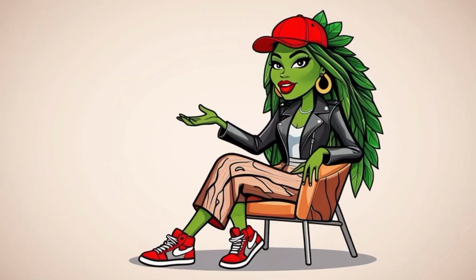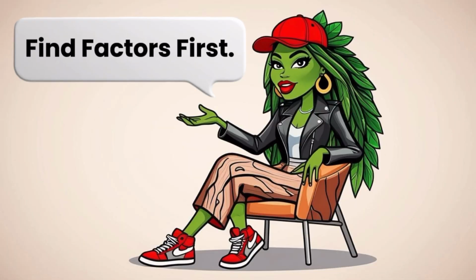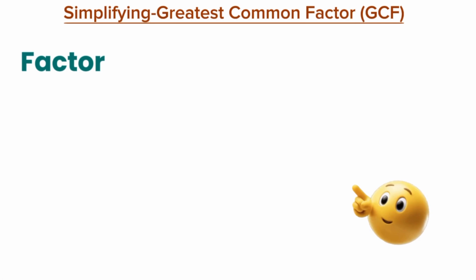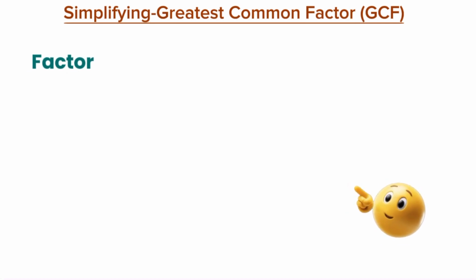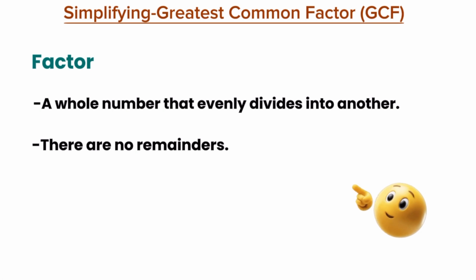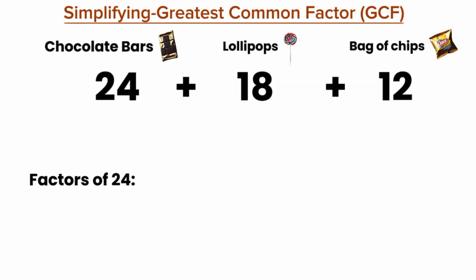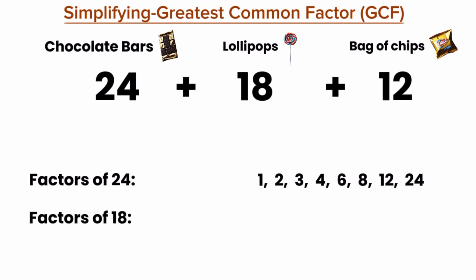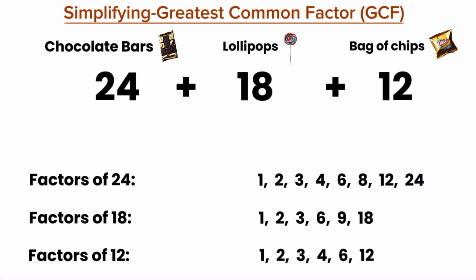The first step is to find how many factors each number has. Just a reminder, a factor is just a whole number value that evenly divides into another number. Therefore, there are no remainders. So with the number 24, these are the numbers that evenly divide into it. With number 18, these are the numbers that divide into it. And lastly, these are the numbers that evenly divide into number 12.